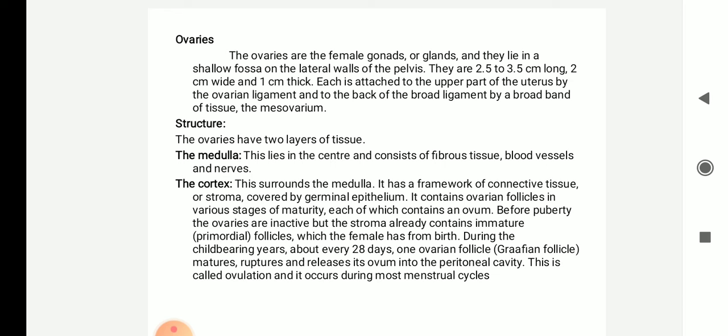Before puberty the ovaries are inactive, but the stroma already contains immature follicles which the female has from birth. During the childbearing years, about every 28 days, one ovarian follicle, or Graafian follicle, matures, ruptures and releases the ovum into the peritoneal cavity. This process is called ovulation and it occurs in each menstrual cycle, which is nearly 28 days.